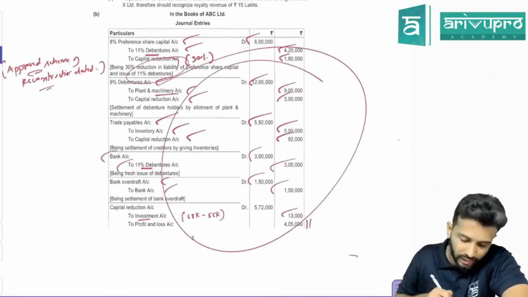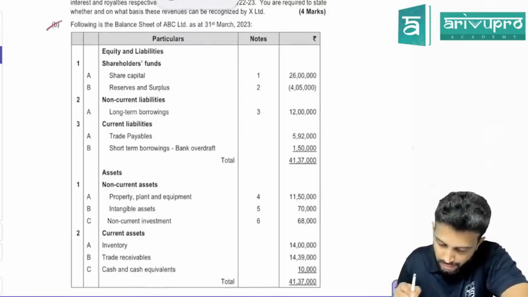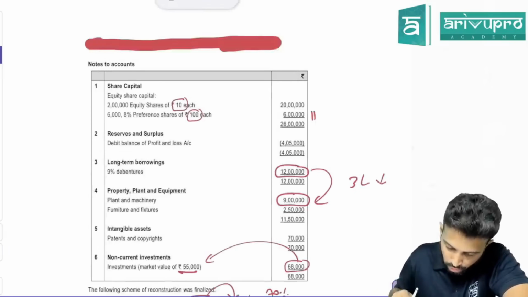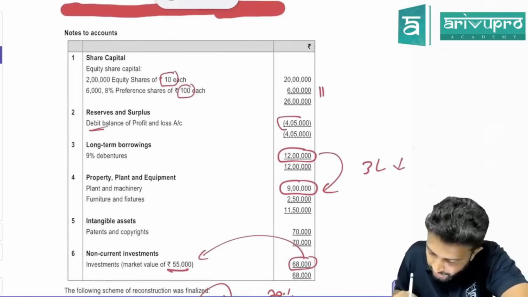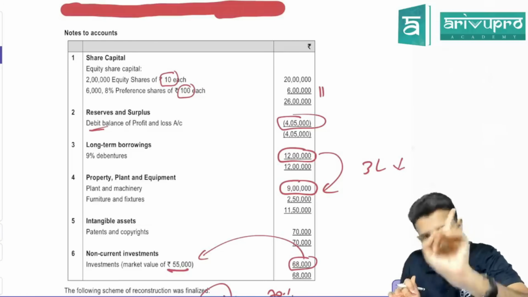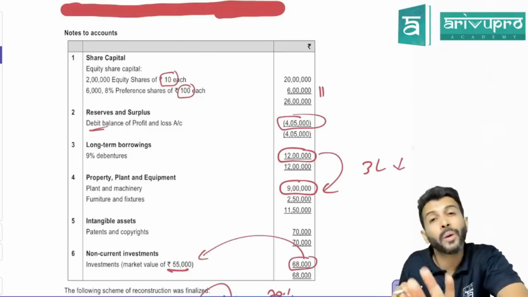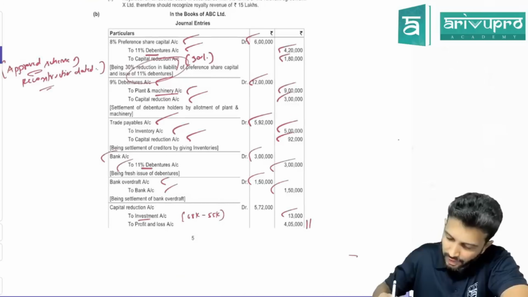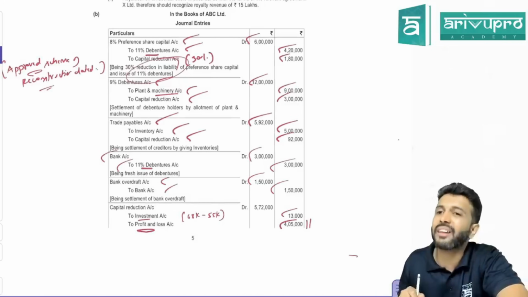After doing this, first of all check if P&L has a debit balance. Reserves and surplus has a debit. Come to note number 2. How much is the debit balance of P&L? 4 lakh 5,000. So can we keep it as it is or do we need to cancel it? Cancel it, provided the reconstruction account has a balance. Here I think we do have a balance, hence the entire P&L has been written off.